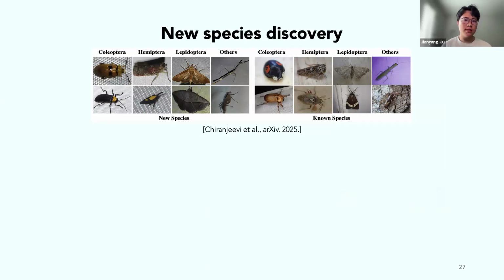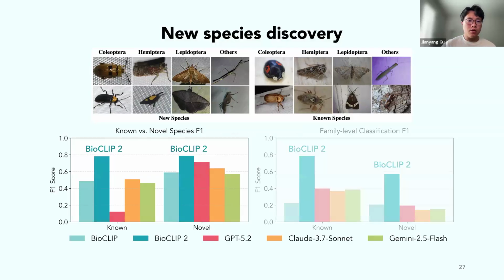And this is a dataset containing really new species that haven't even been named. So they definitely are not in the training of BioClip 2. And here we show some performance. So we are comparing BioClip 2 with the first version of BioClip, of course, and we are also comparing it with some frontier vision language models like GPT, Claude, and Gemini.